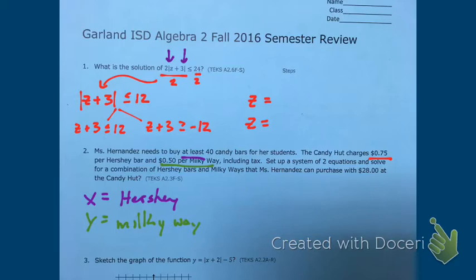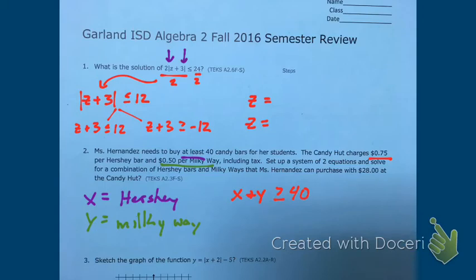And so if Ms. Hernandez goes to Candy Hut and purchases at least 40 bars, we know that x and y are my candy bars, and if we need at least 40 of them in order to make our first equation, we can say x + y, which is our total number of candy bars, must be greater than or equal to 40. The way that I got this sign is because if we see the words at least, we know that this amount, my total number of candy bars, needs to be at minimum 40.